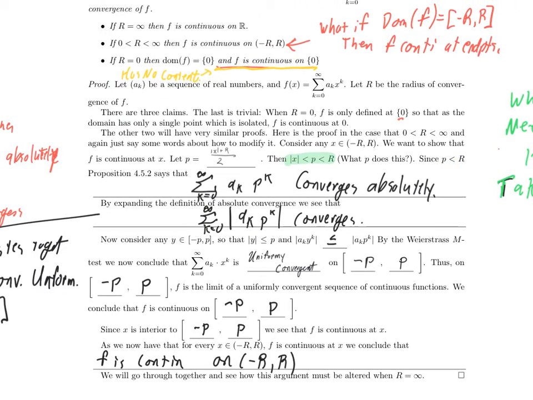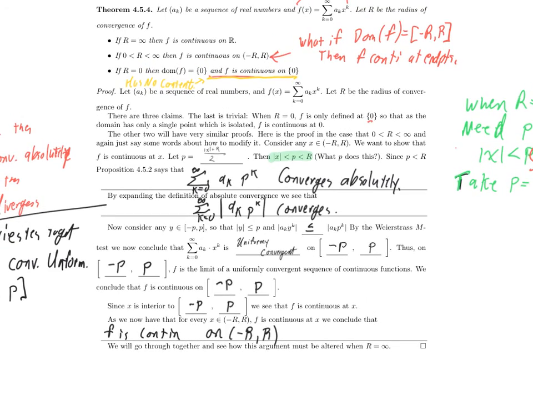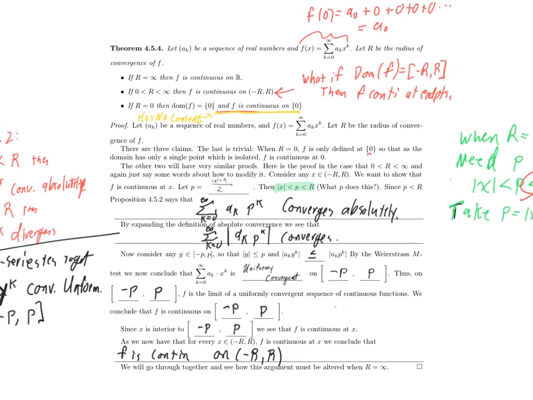P is less than infinity, so by proposition 4.5.2, you get this absolute convergence. So, because the series converges absolutely, I get this result. For any y between negative p and p, which x is, I get this inequality. So I can appeal to the Weierstrass M-series test. The rest of the proof is going to go through exactly the same. Cool. So that completes the proof of theorem 4.5.4, saying that power series are continuous.